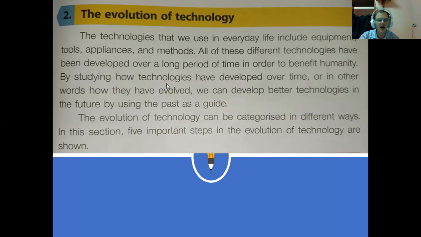By studying how technologies have developed over time, or in other words, how they have evolved, we can develop better technologies in the future by using the past as a guide. The evolution of technology can be categorized in different ways. In this section, 5 important steps in the evolution of technology are shown. So let's have a look. What are they going to show us?